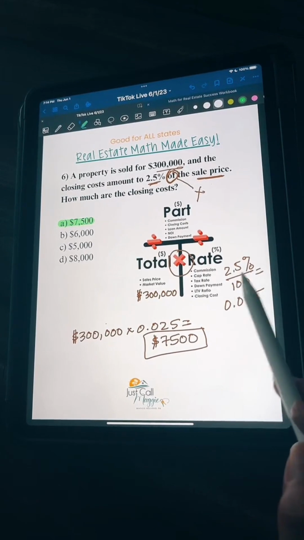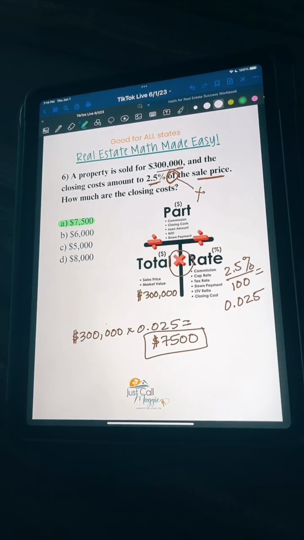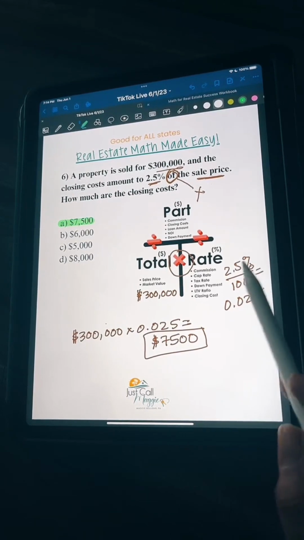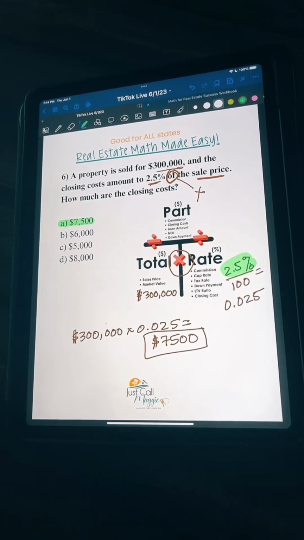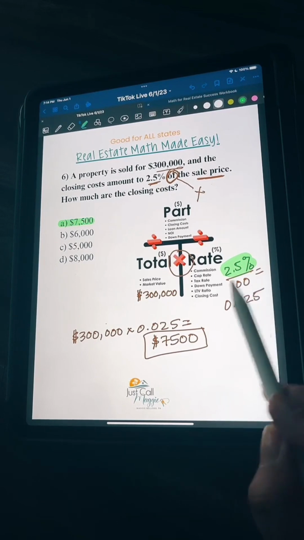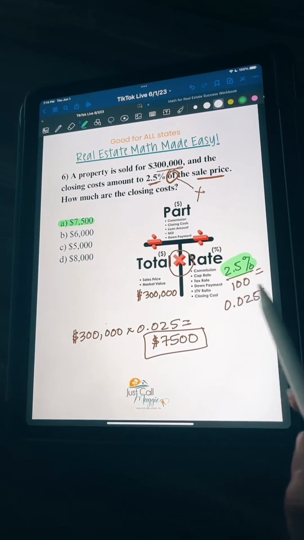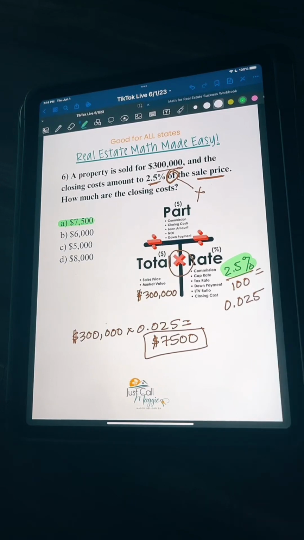Yes, 2.5 is a decimal, but it has a percent, so it's not really a decimal. This is a percent out of 100, so we have to convert this to a decimal, in decimal form without the percent. We do that by dividing by 100. And the way to change a decimal back to a percent is by multiplying by 100. I know that sounds confusing. Right, we're going to get to a hard question now.